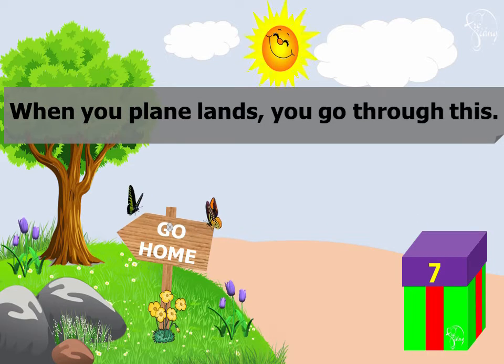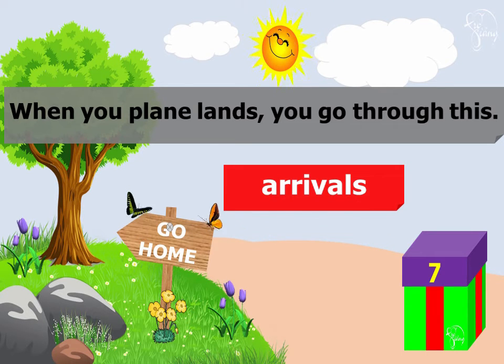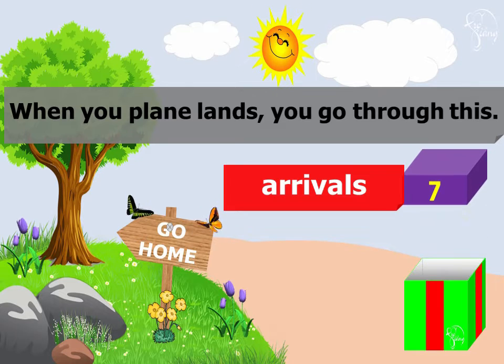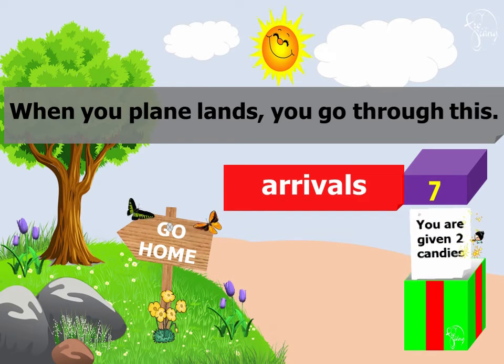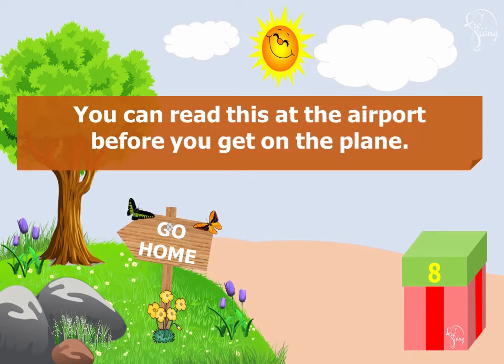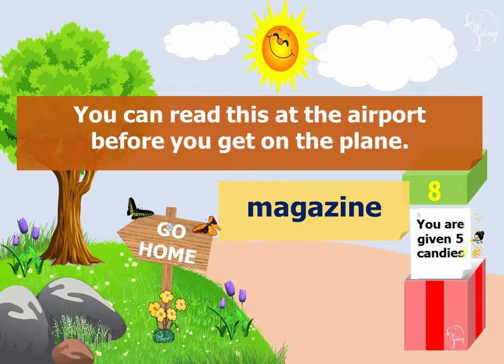Good. When you arrive by plane, you go through this. It's arrivals. Excellent. You are given 2 candies. You can read this at the airport before you get on the plane. Magazine. You are given 5 candies. Now you have a lot of candies. That means you understand the lesson very well. Am I right? Next, we keep on with the story.